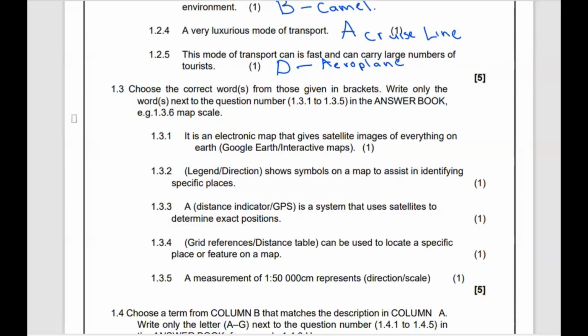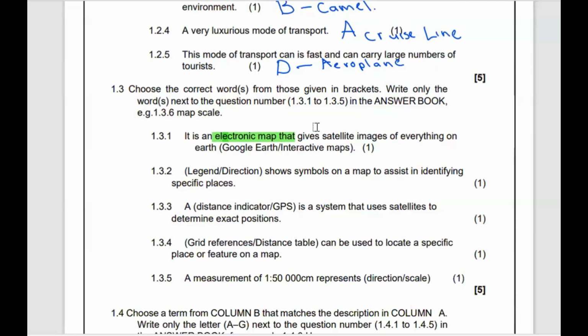So we start by reading the instruction first. Choose the correct words from those given in brackets. Write only the words next to the question number, for example, 1.3.1 to 1.3.5 in the answer book, e.g. 1.3.6 map scale. Moving on to 1.3.1. It is an electronic map that gives satellite images of everything on Earth. The first thing which we need to highlight here is an electronic map. This is not a standard map which you find on paper. It is a map which appears in electronic format.